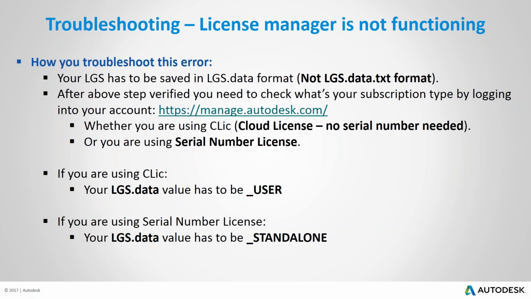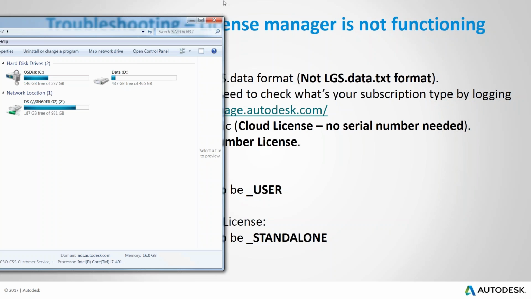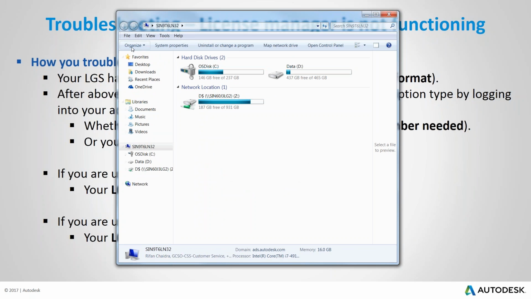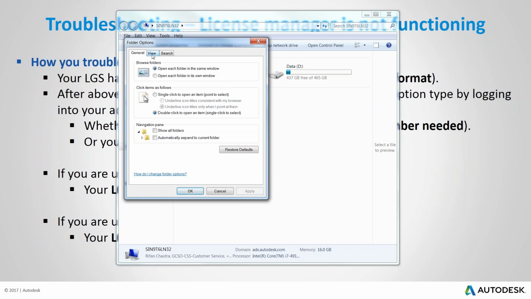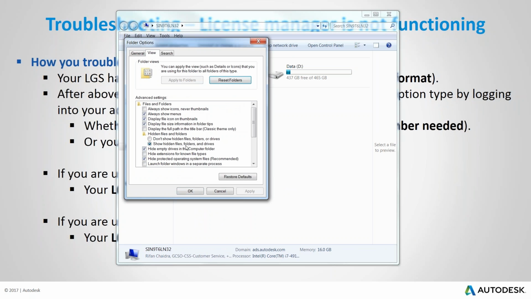Let me just show you what it looks like. Okay, I'm talking about these settings. If you go to View, in this portion you can see Hide extensions for known file types. If this is ticked, you might see .txt being hidden from your lgs.data. So just make sure that this is unticked and you are very sure that it's lgs.data format.